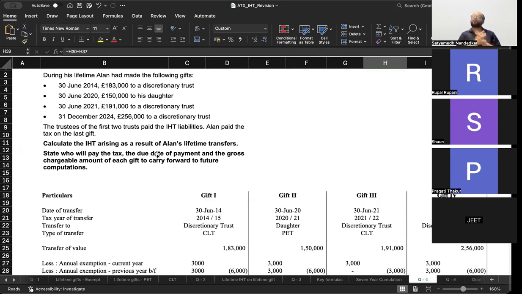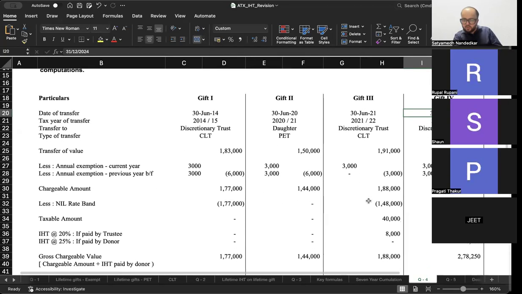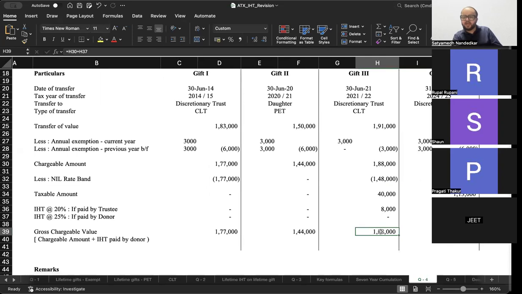Now, from this 250, which is your chargeable amount, you are supposed to subtract the NRB. How is NRB on each CLT calculated? It is 325 minus GCV of all CLTs made in the 7 years preceding the date of transfer. 31st of December 24 से go back 7 years. This CLT will be considered. This PAT is not considered. ये तो बहुत पुराना हो गया. तो 325 माइनस इसका GCV माइनस करो. इसका GCV कितना है? 1,88,000. So 325 minus 188, you are left with a nil rate band of 137.